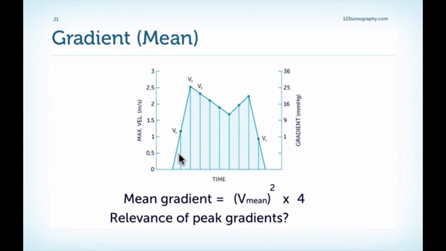So what is actually better is we can use the integral of the velocity, in other words the mean velocity, and apply that within the formula of Bernoulli to obtain a so-called mean gradient.